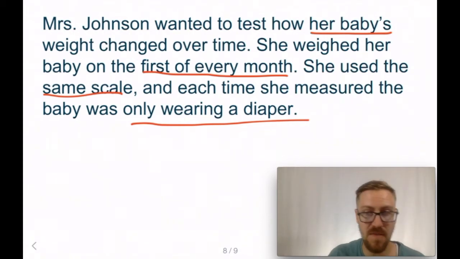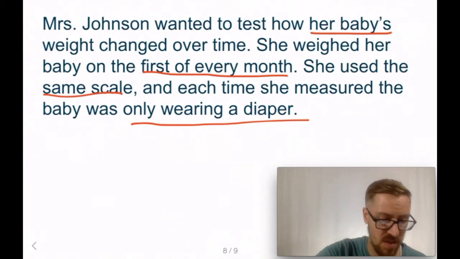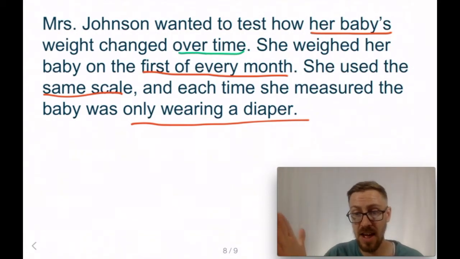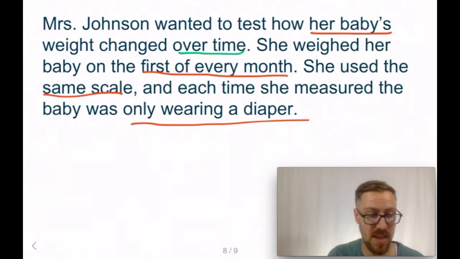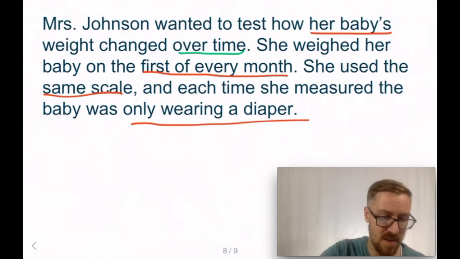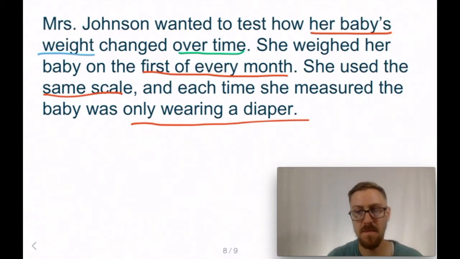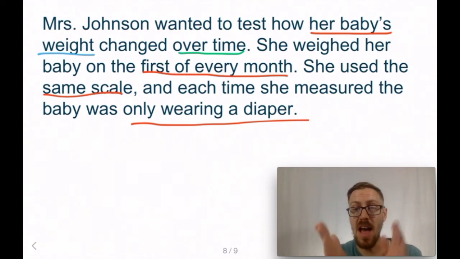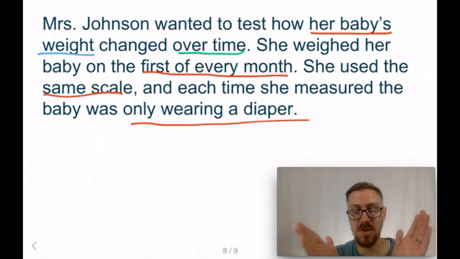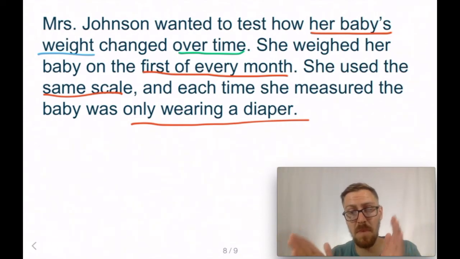Her manipulated variable, or the one thing she changed, was time. She was looking for how her baby's weight changed over time. As time changed, that's what she allowed to change. She's looking at weight. So time is the independent or manipulated variable, and then that would make the baby's weight the responding. That's what she was measuring. She put the baby on the scale, and whatever the scale said, that's what her data point was. So that's her responding variable.